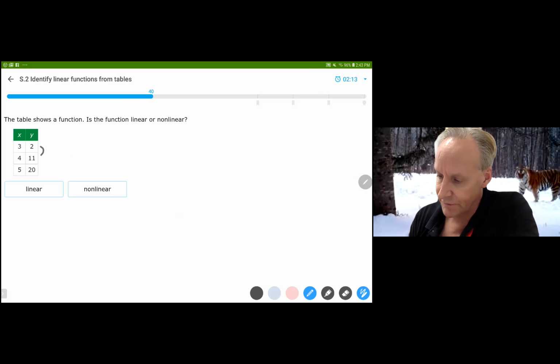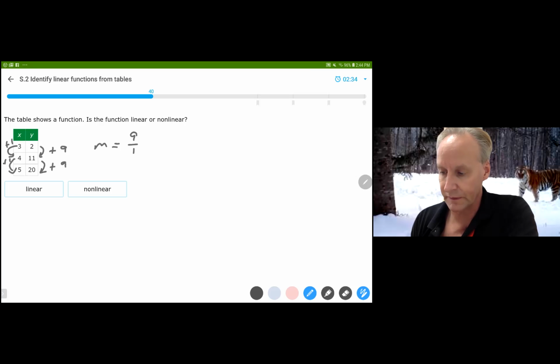This one has a change of 9. It went up 9, and this one went up 1. So the first 2 points between them have a slope of 9. The change in y over the change in x is 9. Now in the next pair, we went up 9, and we went up 1. So there's the same change and the same slope, so it's linear.